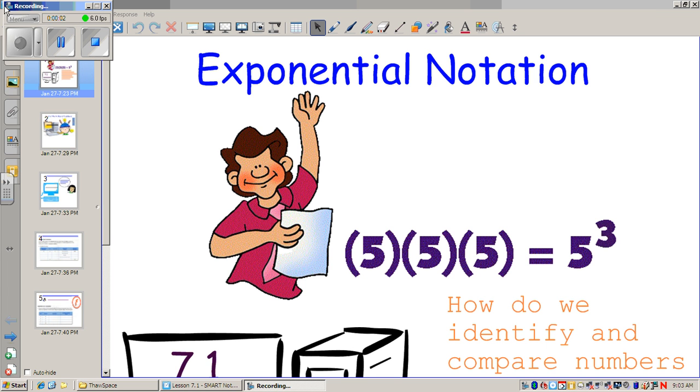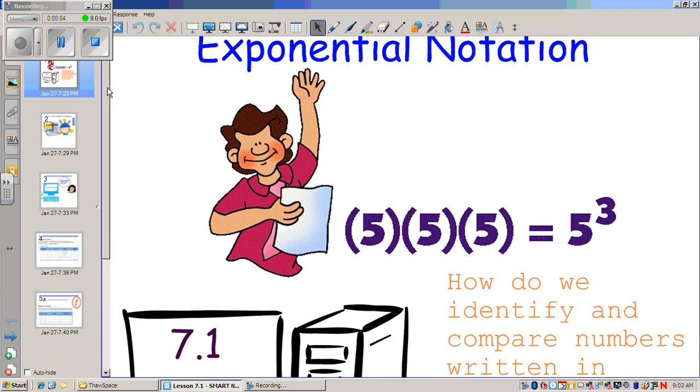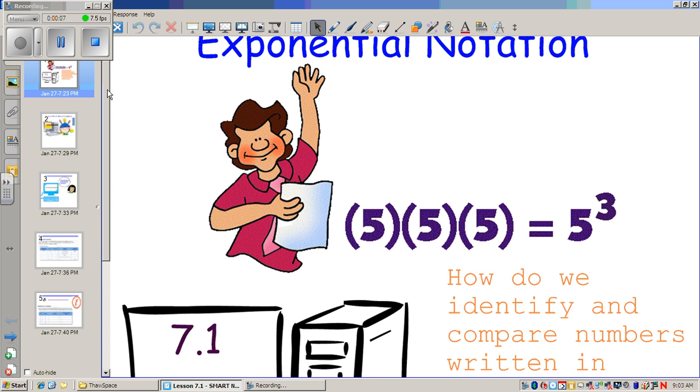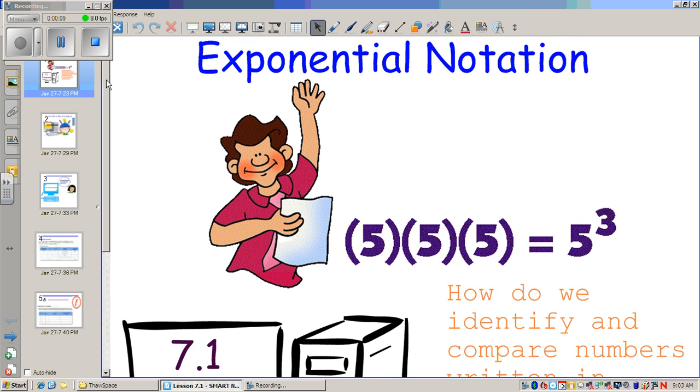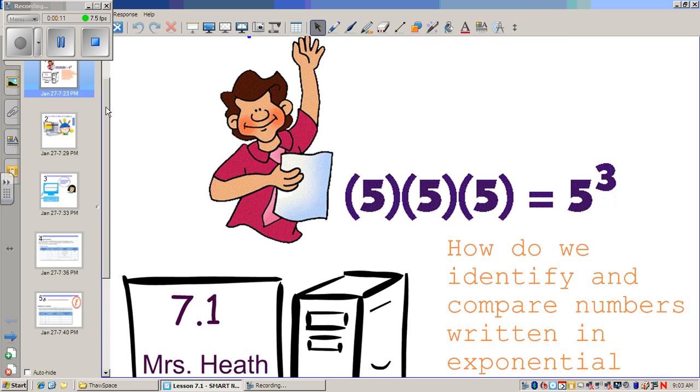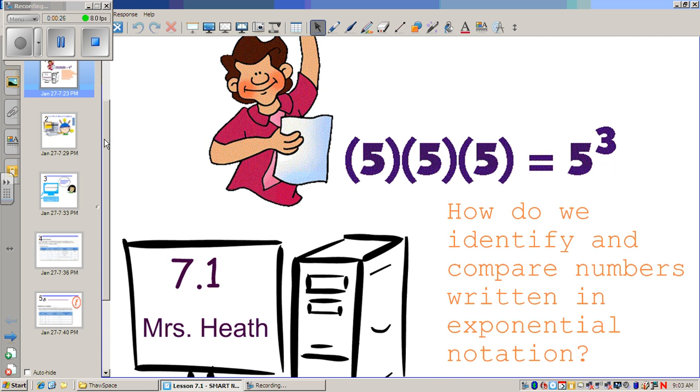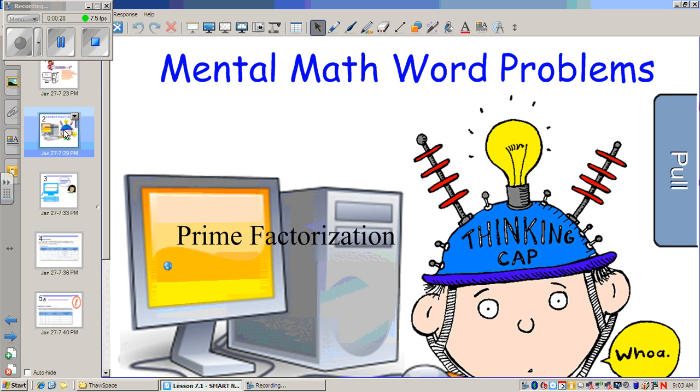Welcome to lesson 7.1. Yes, believe it or not, we are on chapter 7. Our first lesson deals with exponential notation. Big word, but what does it mean? It just means to the power of, or 5 to the third power, which is not 5 times 3, but actually 5 times 5 times 5. How do we identify and compare numbers written in exponential notation? Well, let's find out. Let's get started.